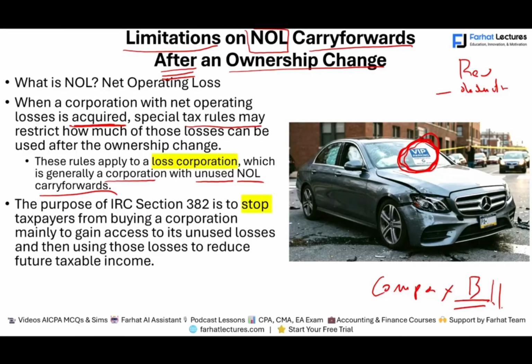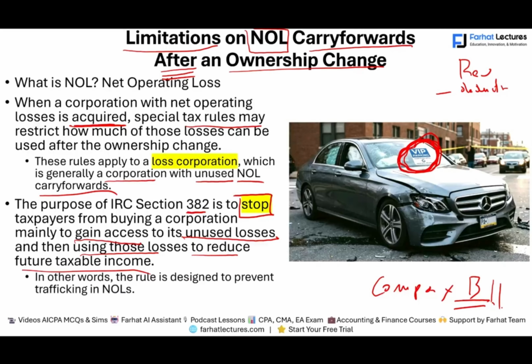So the purpose of this Internal Revenue Code section 382 is to stop a taxpayer from buying a corporation mainly to gain access to the unused losses, then using those losses to reduce future taxable income. So simply put, you're not buying the car, you're really buying the VIP decal so you can use it when you park your car somewhere else. In other words, the rule is designed to prevent trafficking in NOL.